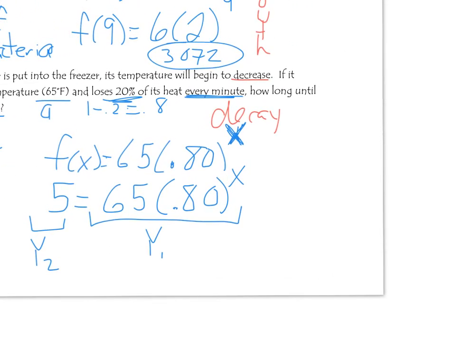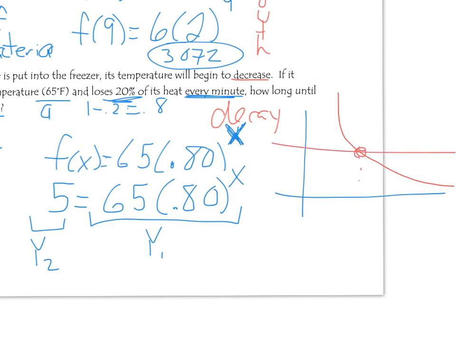Okay, so I'm just going to sketch the little graph that you should end up with here. You should have decay, so it's going like this. And we have our value of 5 going across, and we find our intersection, which in this case happens to be about 11.5. Since the output was degrees, what happens at 5 degrees? It takes 11.5 minutes to reach 5 degrees. Okay?